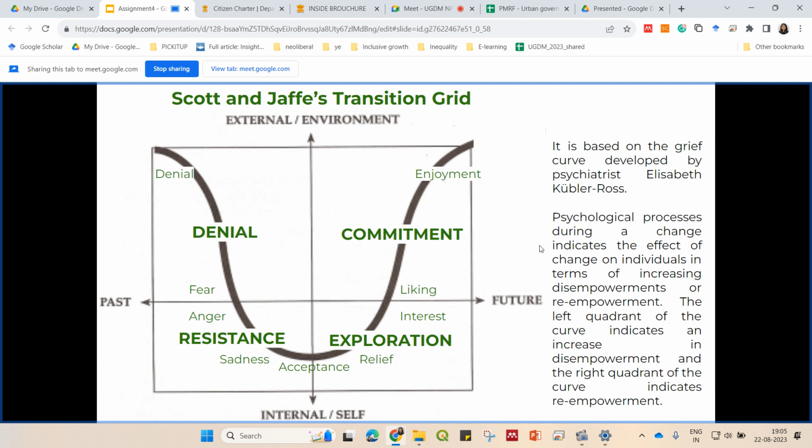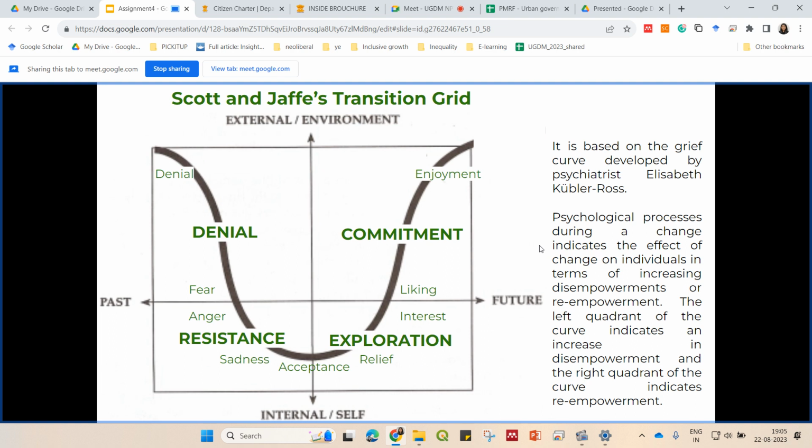It is based on the grief curve, which you might have heard. The grief curve was developed by the psychiatrist Elizabeth Kubler-Ross. Earlier she developed the grief curve, which told you about the process of dealing with something which has caused grief to a person. So that was related to the psychological process of encountering and going through grief.